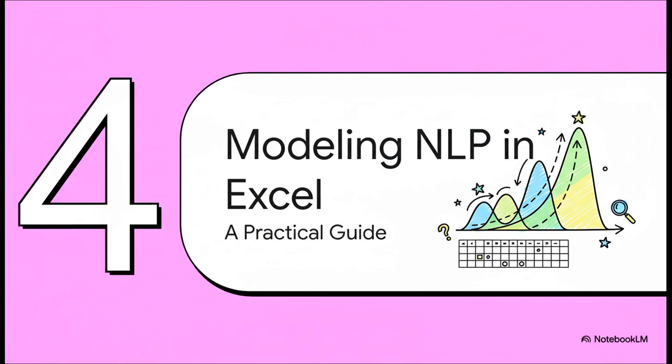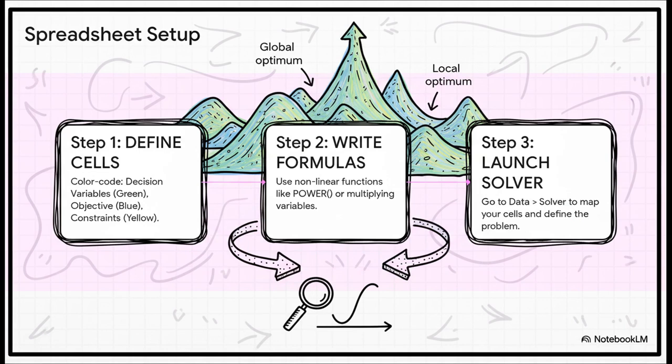Okay, that's enough theory. Let's roll up our sleeves and get practical. How do we actually build and solve one of these models in a tool pretty much all of us have, Microsoft Excel? A well-organized spreadsheet is your best friend here, trust me. Start by color-coding your cells. It's such a simple habit, but it pays off big time. Green for your decision variables. Those are the numbers Solver gets to change. Blue for your objective. That's the goal you're trying to max out or minimize. And yellow for your constraints, your limits. Then you write the formulas that tie it all together. And remember, the second you multiply two of those green cells together in a formula, you've just built an NLP model. Finally, you open up the Solver tool and tell it how to solve your puzzle.